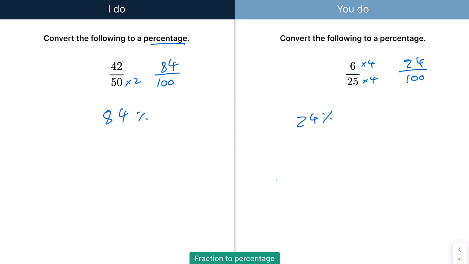But you can't always do that. If the number is 7 in the denominator, you can't quite go to 100. In that case, you want to first go to a decimal. And then once you've got the decimal, just times the decimal by 100 and get the percentage. It's a lot easier to do it in 2 steps.